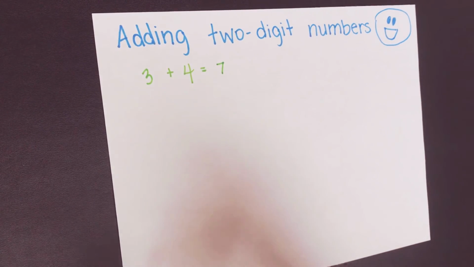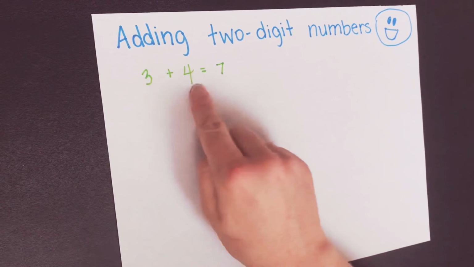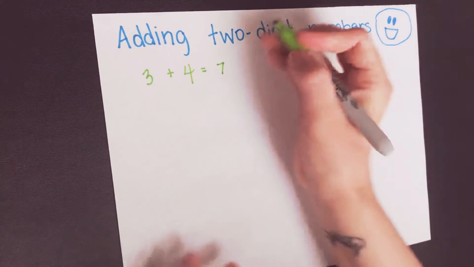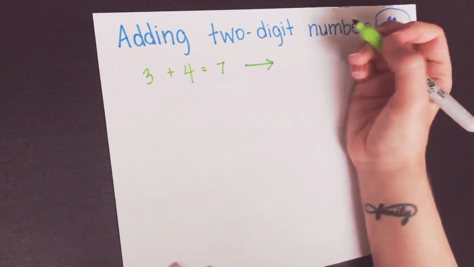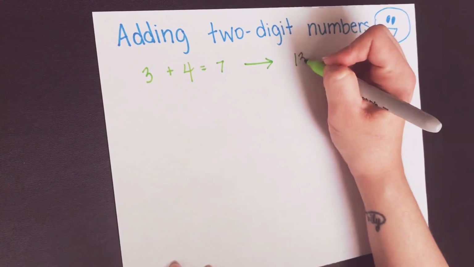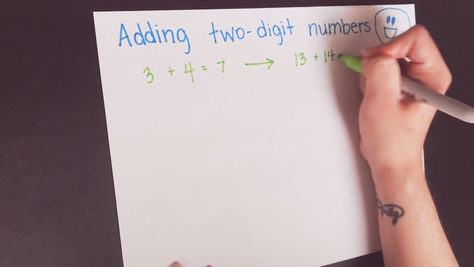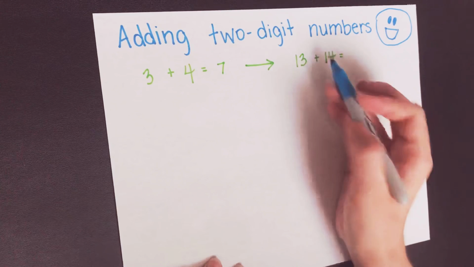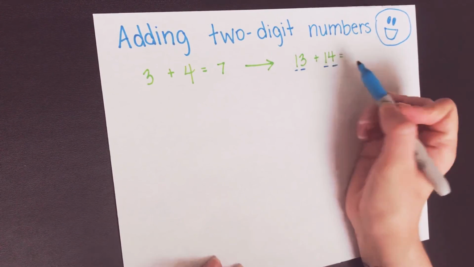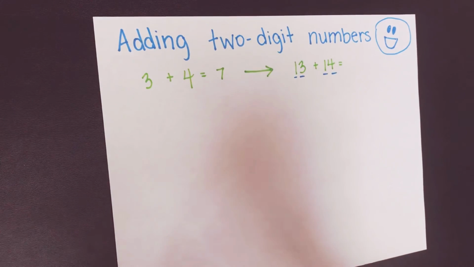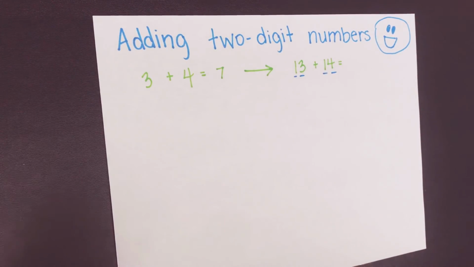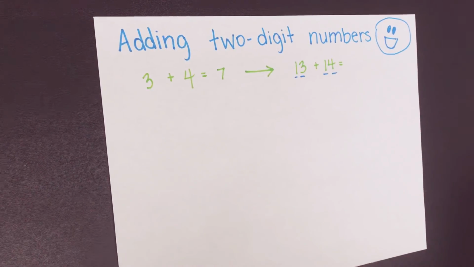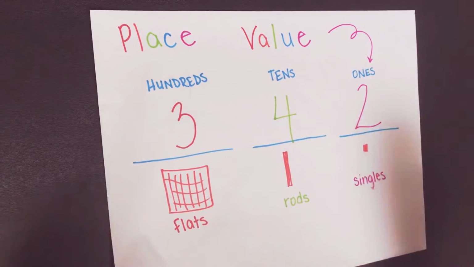But what if we weren't just adding one-digit numbers, right? Because there's one digit here, one digit here. What if instead we were adding numbers like 13 plus 14? Do you see how there are two digits in each of these numbers? 1, 2, 1, 2. Now it might seem kind of overwhelming at first, but there's something that all of us know now and are continuing to work on that will help us add two-digit numbers, even bigger than 13 and 14. And that is place value.